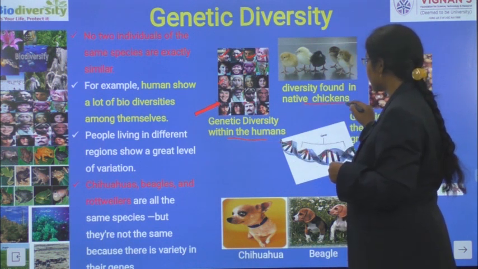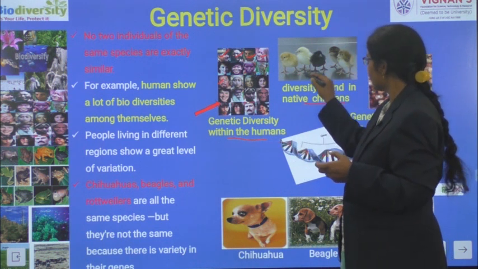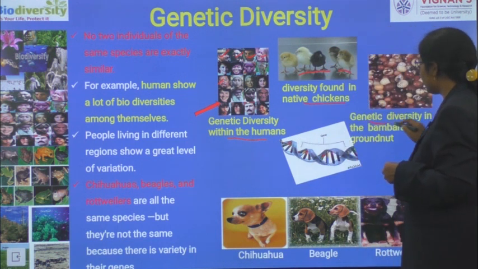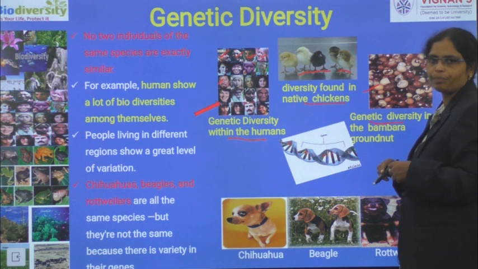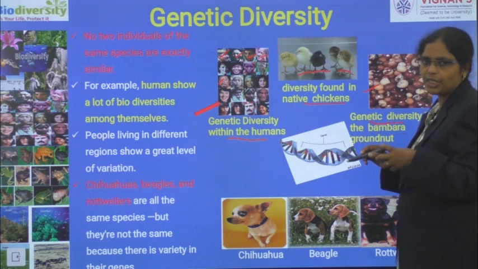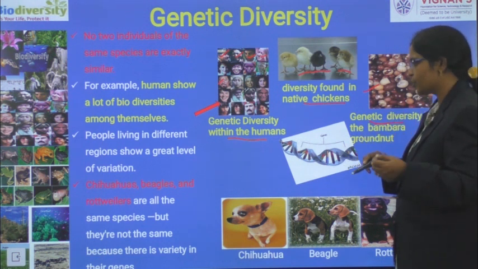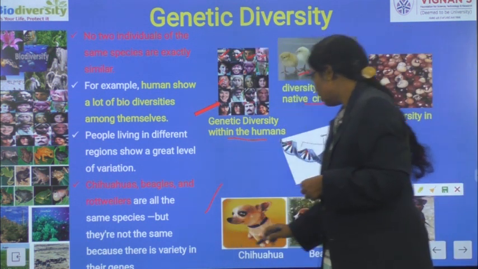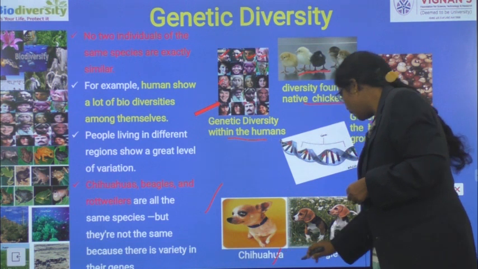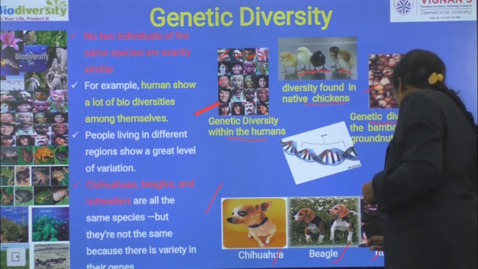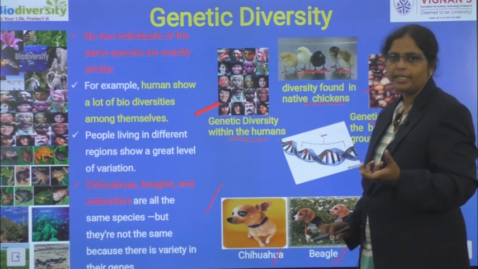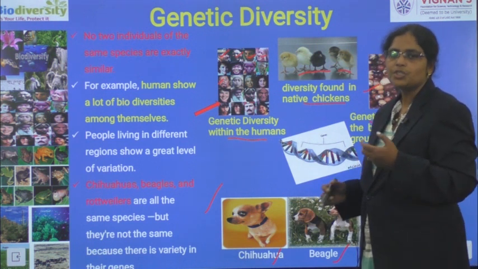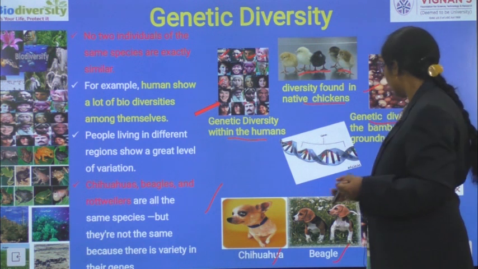And here also we can see the native chickens, changes in the chick. And here also the diversity in the beans. So, the genetic changes result in the variety of species. And here also in the dogs, here Chihuahua, one breed, another one Beagle, and then Rottweilers, we can see the variety of changes, external features, because of changes at the gene level.